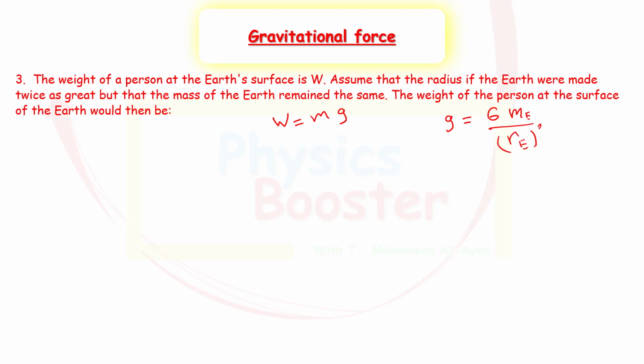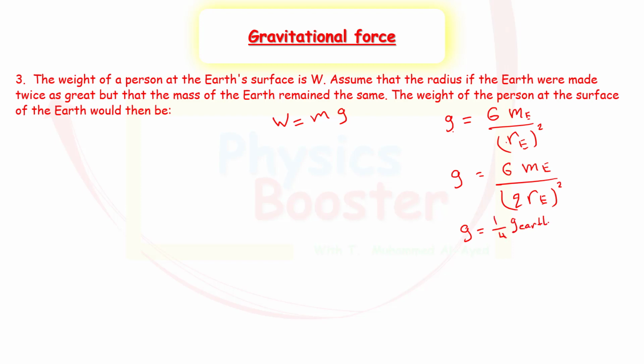Okay, so what's going to happen to g if we double the radius? Well, let's do it again. G the second time is going to be equal to the constant multiplied by the mass of Earth divided by 2 times the radius of Earth, again squared. This means that g will be 4 times smaller than the gravity of Earth.